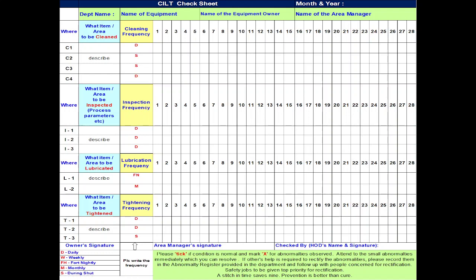Next is letter L, which means lubrication. You must write down the lubrication points to be checked. And lastly, letter T stands for tightening. Mention the locations where nuts and bolts are to be checked for proper tightening.